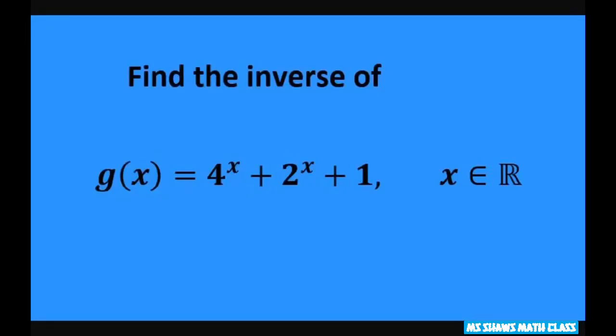Hi everyone, we're going to find the inverse of this function where our domain is all real numbers. So to do that, the first thing you're going to do is change this to a y. So you get y equals, I'm going to write this as 2 squared to the x. All right. Now change your x's and your y's, so you get x equals 2 times 2^y plus 2 to the y power plus 1.